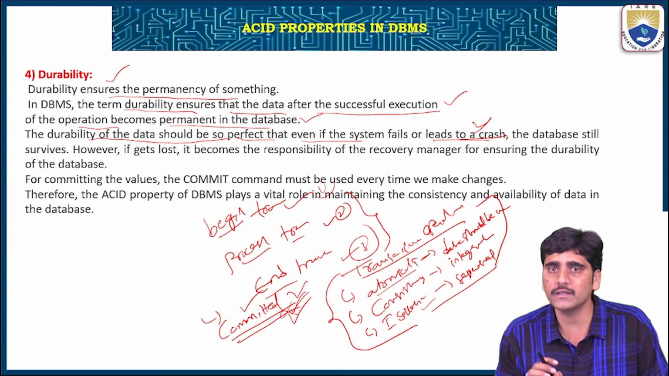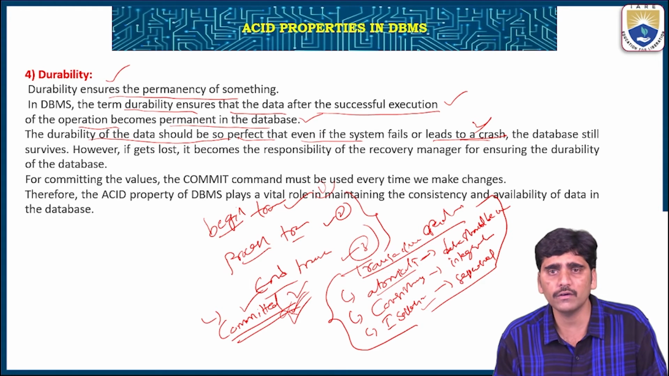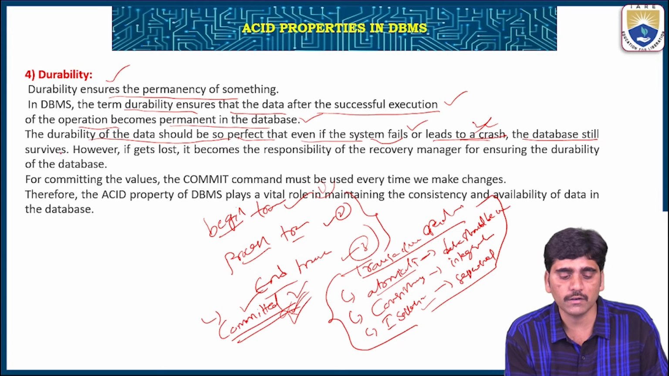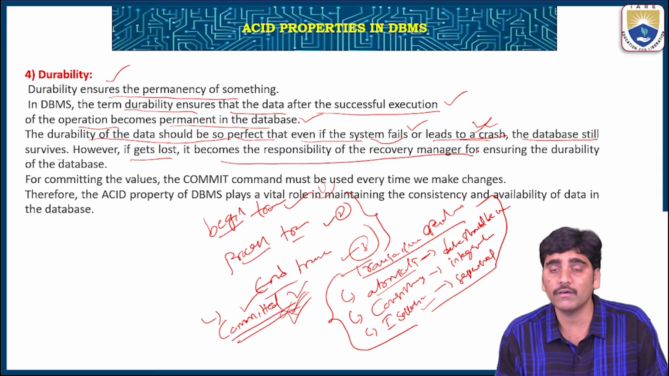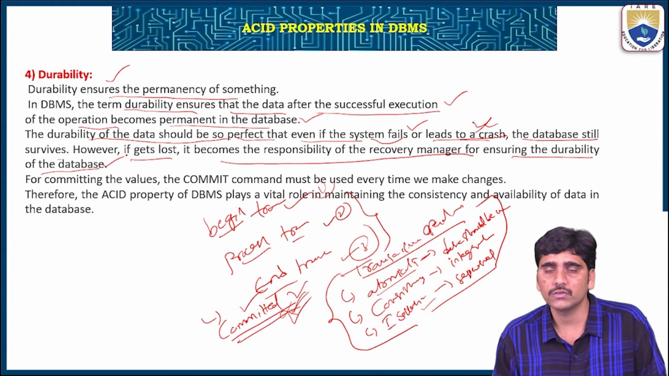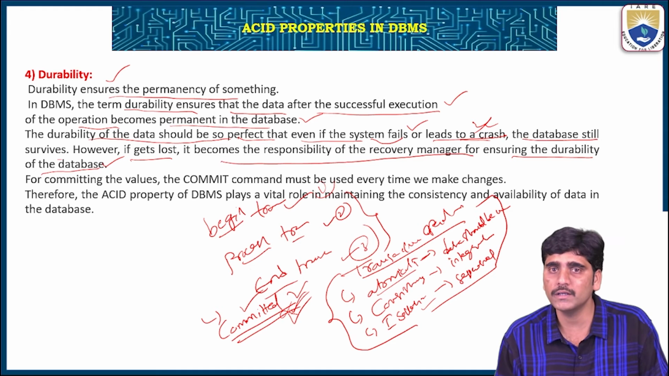So the commit operation is used to get back your data if any system fails or leads to a crash. So the database still survives. However, if it gets lost, it becomes the responsibility of the recovery manager to ensure the durability of the database. So what does durability of the database mean?